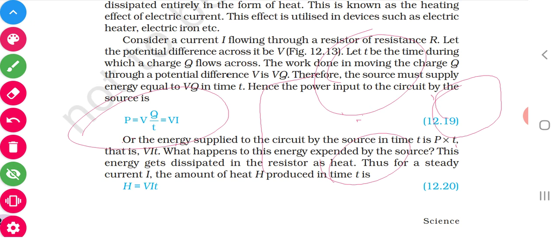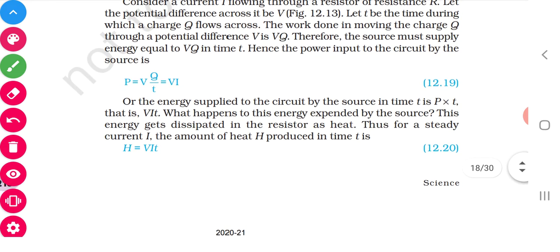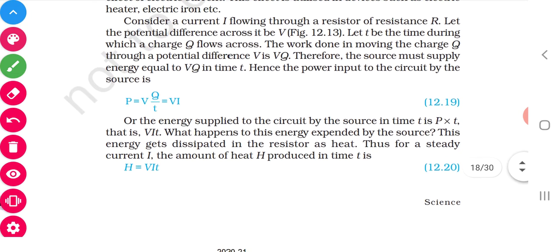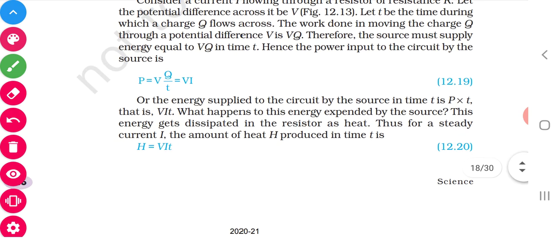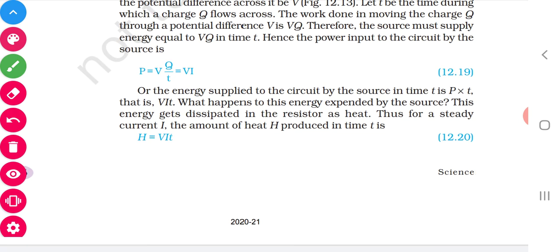What is meant by P? P is the power, V is the potential difference, Q is the amount of charge flowing through the circuit, and T is the particular time. So Q by T we can write as I. Instead of Q and T we can use I. So power is equal to VI. Now we have derived the formula for power. For this, I and all, we have seen in the previous classes itself. You have written it in the test itself. Go through the previous things.